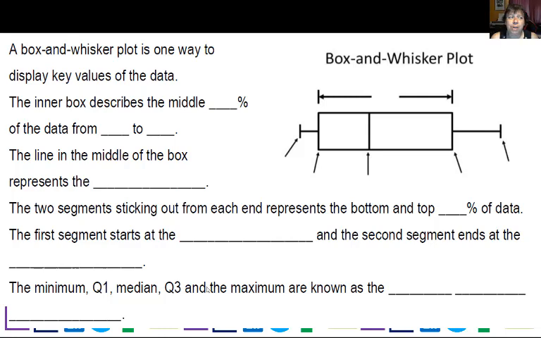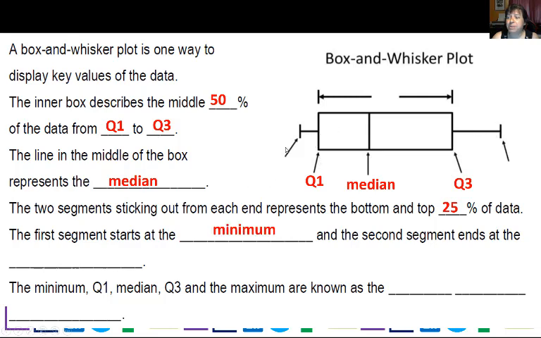Now, Box and Whisker Plot is one way to really nicely display these important numbers. The inner box describes the middle 50% of data from Q1 to Q3. There's Q1 to Q3. The line in the middle of the box represents the median, so there's the median. The two segments sticking out from each end represent the top 25%, bottom and top. So there's the bottom, there's the top 25% of data.